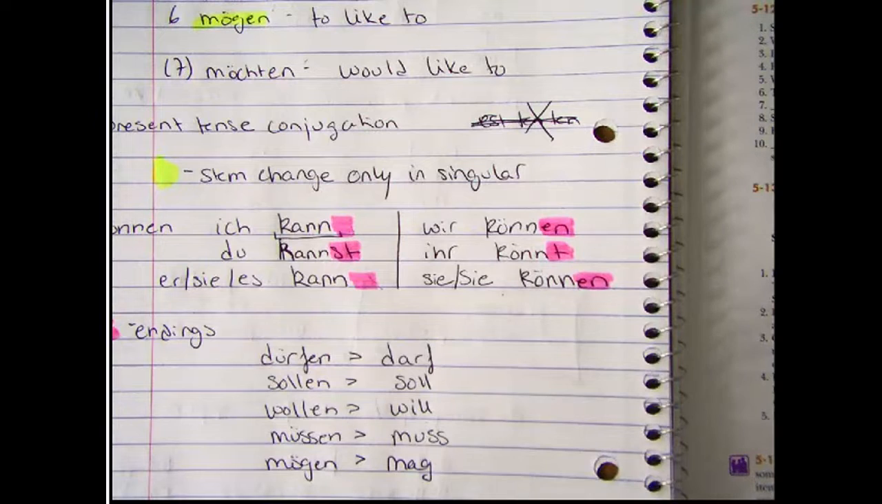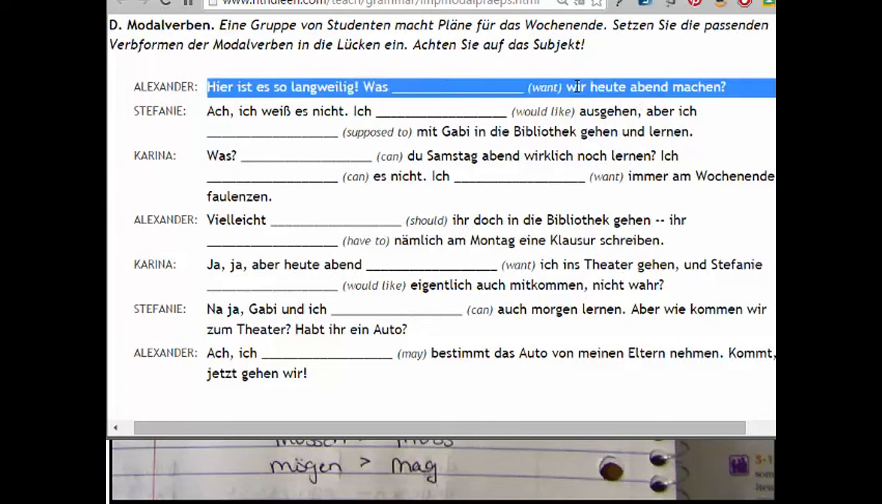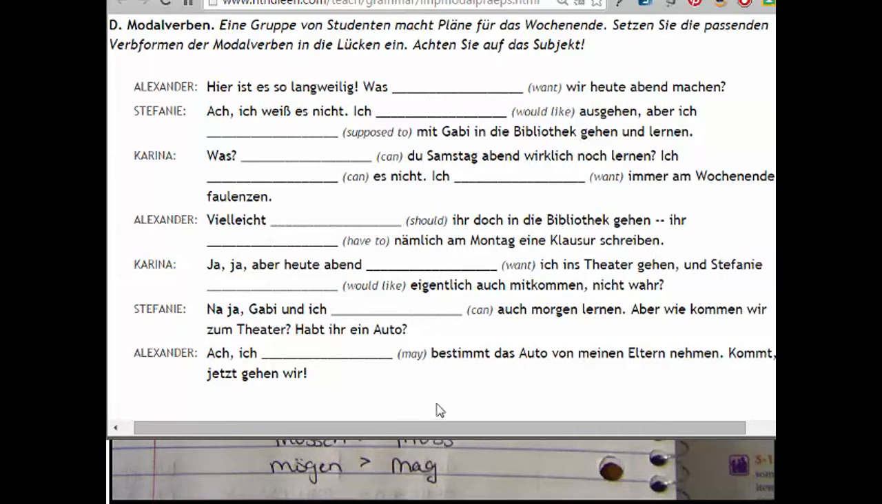Okay, I'm going to give you guys a quick activity to do with those verbs just to practice to make sure that you have them down. Okay, so here are the questions each one of you is going to look at. I know that the instructions say you're going to do this in groups, but you're actually not. A group of students in this is making plans for the weekend. Please fill in the correct form of the modal verb that is mentioned. So you have the translation, you don't have to figure out which one it is without that. So you have want, would like, supposed to, can, want, and so forth. But you have to go through and make sure that you can find what you're conjugating for. So for the first sentence you have, hier ist es so langweilig, was, something, wir heute Abend machen. FYI, this should be capitalized. Okay, so this wir is what you're conjugating for. The rest of those I'm going to let you figure out the subject on your own. I want you guys to complete this.